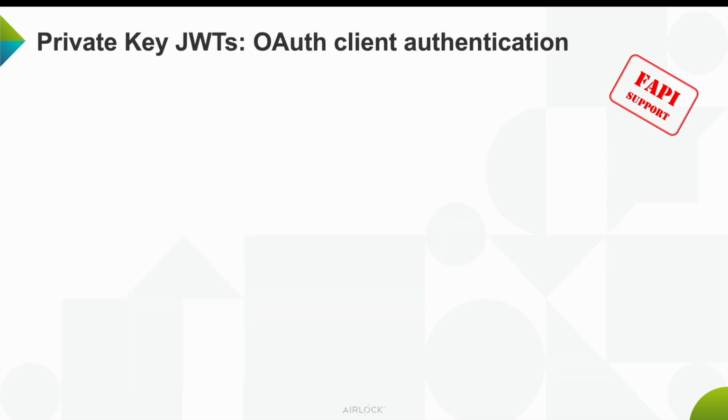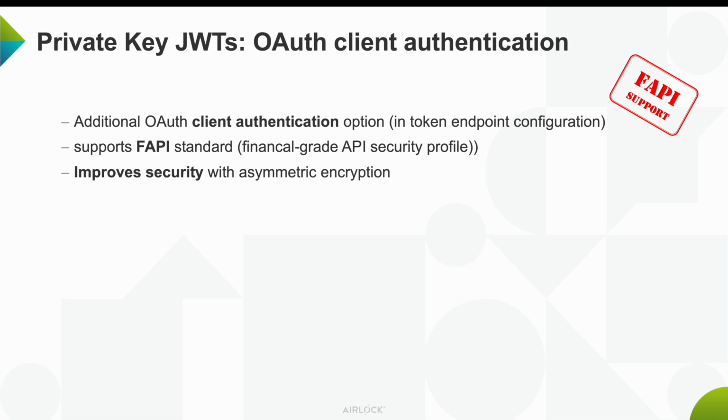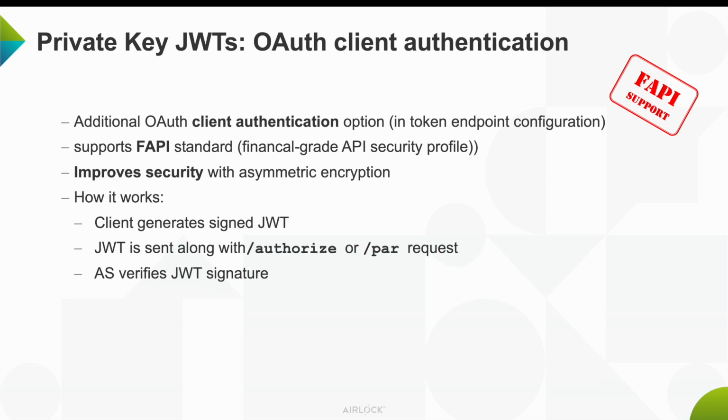The next topic is about private key JWTs. Again, a FAPI topic, so it's about security. It's about the way an OAuth client can authenticate. So it's an additional OAuth 2.0 client authentication option, and it is, of course, part of the FAPI standard. It improves the security by using asymmetric encryption instead of client ID and client secret, which really corresponds to username and password. How it works is very easy. The client generates a signed JWT. The JWT is sent along with the /authorize or /par request, and the authorization server verifies the signature on the JWT to determine whether it's the correct client or not.